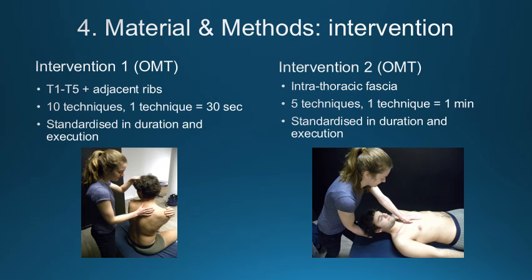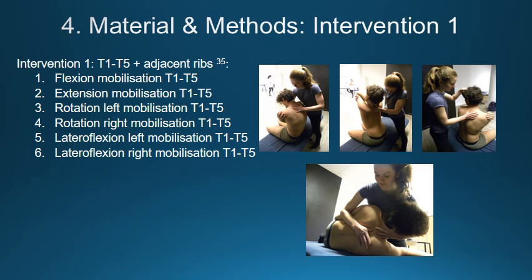The intervention protocol of the active treatment groups consisted of mobilizations of the upper thoracic vertebrae and adjacent ribs and stretching of the intrathoracic fascia. The first intervention targeted the upper 5 vertebrae and upper ribs and consisted of 10 techniques. The second intervention targeted the intrathoracic fascia and consisted of 5 techniques. Both interventions were standardized in duration and execution. Intervention 1 consisted of the following techniques.